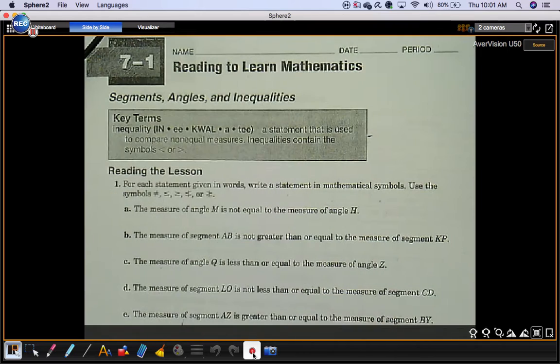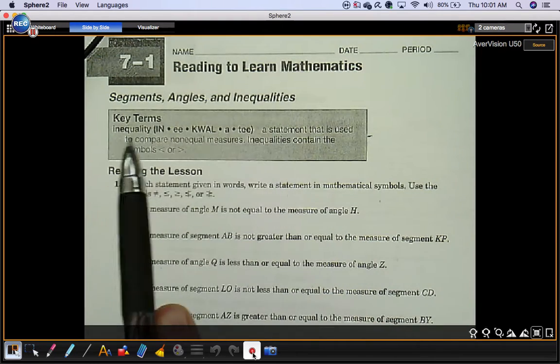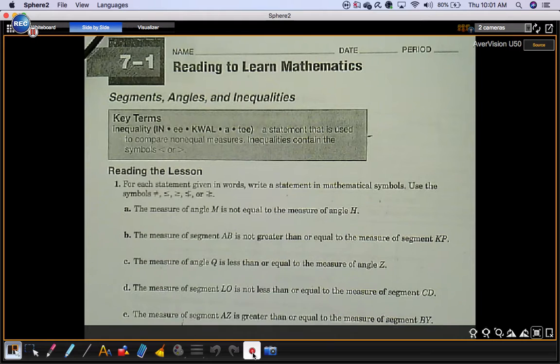Math page for section 7.1. It tells you what an inequality is in the box. For each statement in given words, write a statement in mathematical symbols. Use these symbols: not equal to, less than or equal to, greater than or equal to, not less than or equal to, or not greater than or equal to. So here's the words. Part A, the measure of angle M.